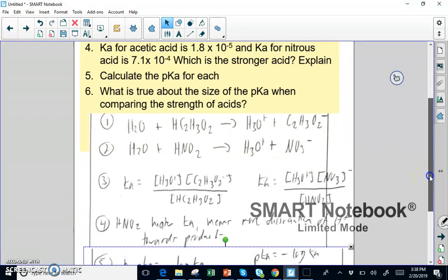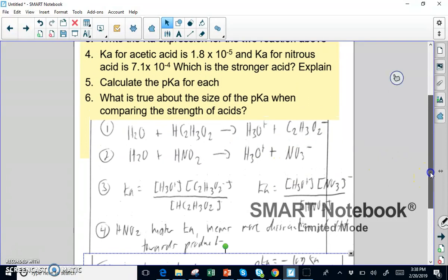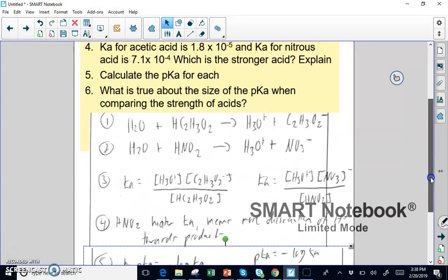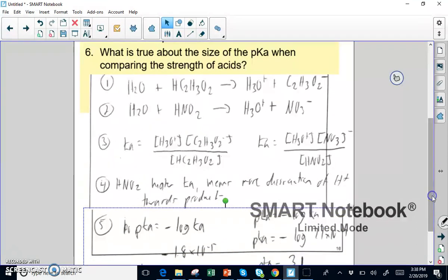Now, it says the Ka for acetic acid is 1.8 times 10 to the -5, and the Ka for nitrous acid is 7.1 times 10 to the -4. Which is the stronger acid? Nitrous acid is a stronger acid because it has a higher Ka. So what that means is that the reaction favors the products more than the other one, and that means there'll be more dissociation of H+, or more ionization. So with the higher Ka, the products of that one are favored more, and that means more H+ is produced.